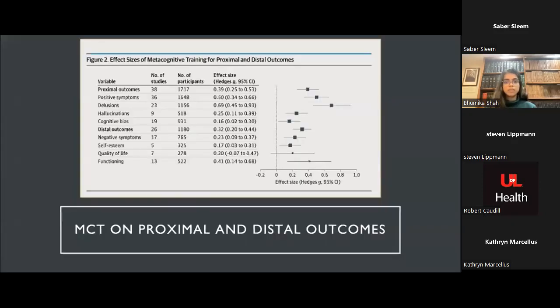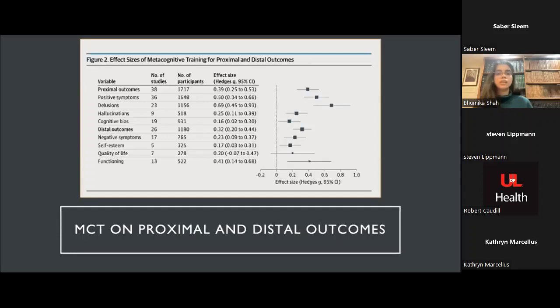So this figure represents the immediate outcomes of the metacognitive training. To the right are blue squares, and the sizes of the squares represent the weight, based on the standard error of the effect size. So the more precise the study, the larger the square. You can observe that there's a small to moderate effect size of 0.39 for global proximal outcomes. And then when analyzed separately, the largest effect size of 0.69 was obtained for delusions, whereas hallucinations and cognitive biases have a small effect size.